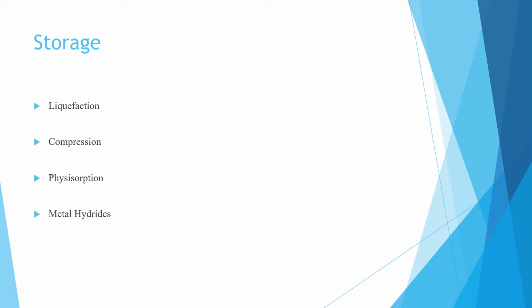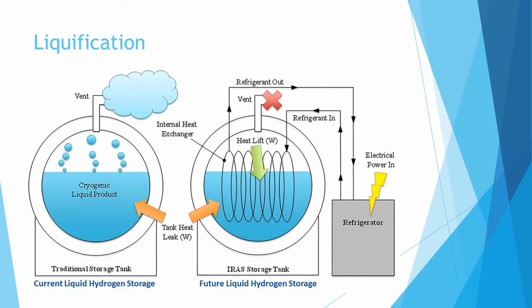Today's lecture session will start with the storage methods. There are four methods to store hydrogen. First one is liquefaction. Second one is compression. Third one is physisorption, and fourth one is metal hydrides. So let's start with liquefaction.